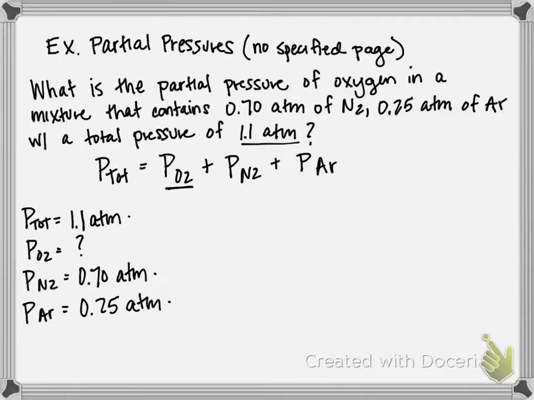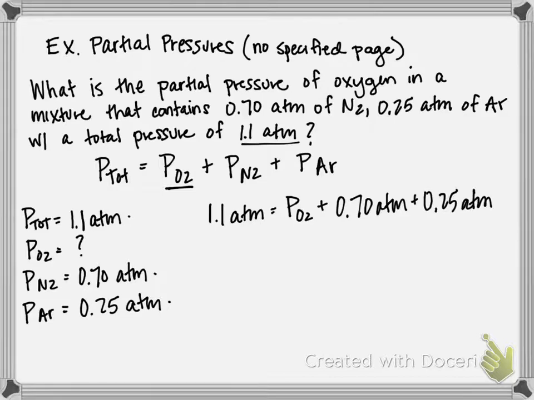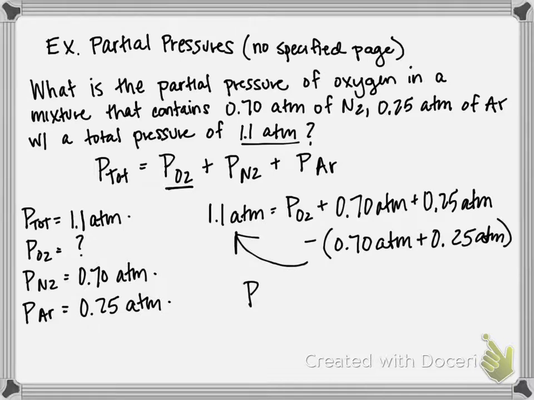So then we can plug into our equation. 1.1 atmospheres is equal to the partial pressure of oxygen plus 0.70 atm plus 0.25 atm. And if we subtract these two from either side, we should get that the partial pressure of oxygen is equal to 0.15 atm.